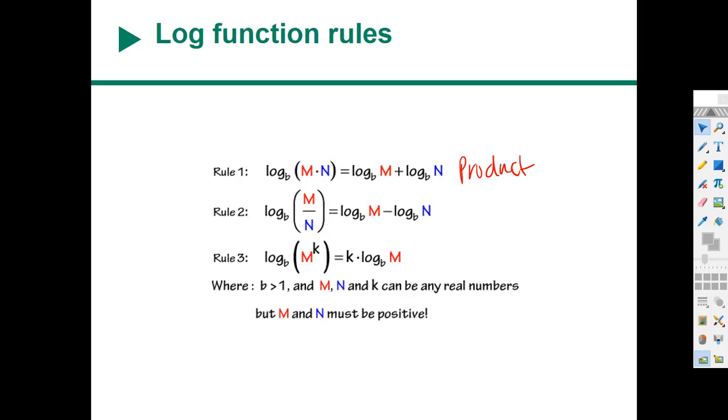Rule number 2 is our division, our quotient rule. You know how we have exponents? When you multiply exponents of the same base, they are being added together. Same thing with logs. And then last is our power rule. The power rule is a little different. The power rule is saying that the power actually becomes the coefficient.